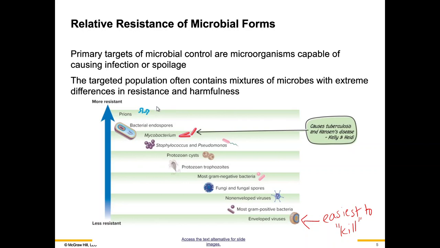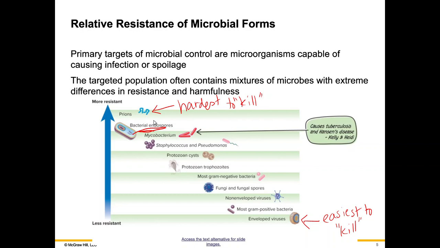Same here, except the opposite. These are the hardest to kill. And again, quotations, because technically prions are not a living thing. So it's going in increasing order as we go up. So the second hardest thing to kill is bacterial endospores.